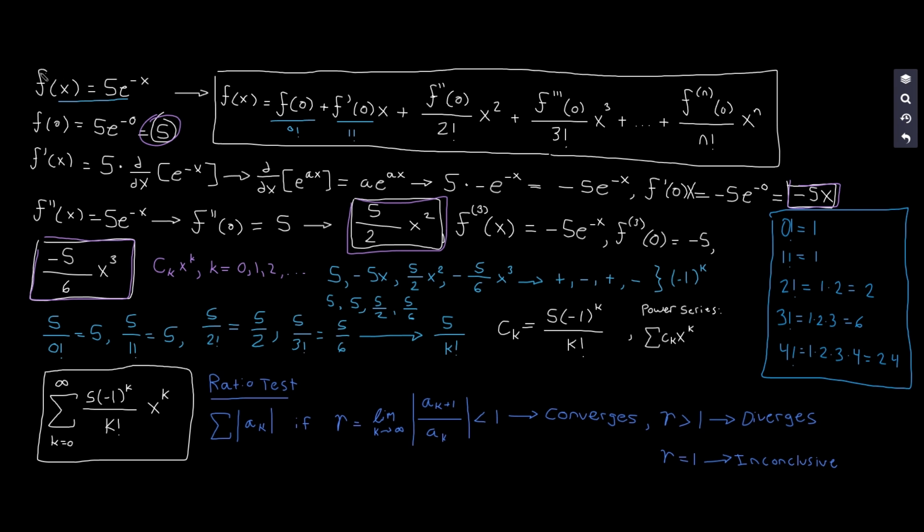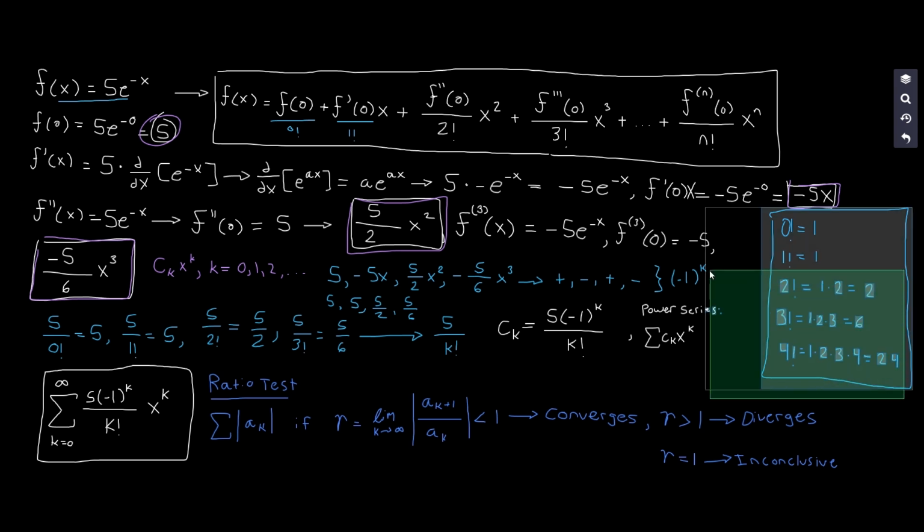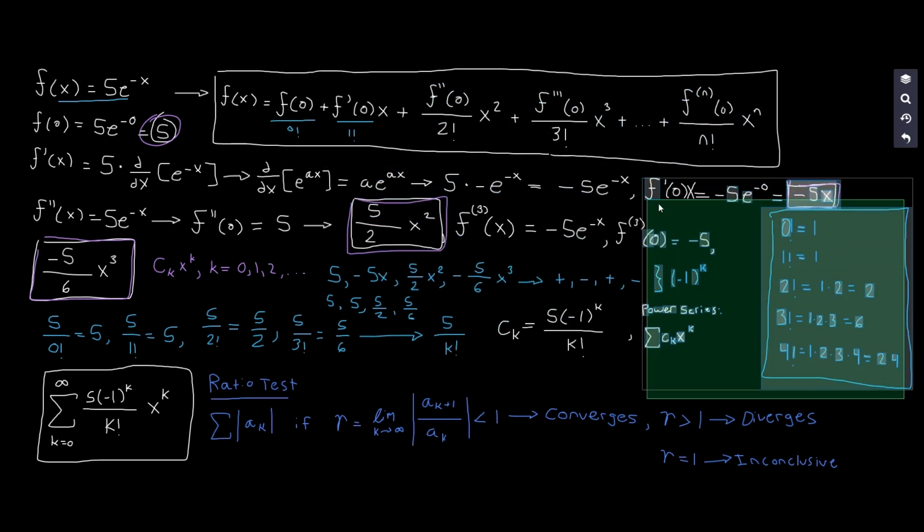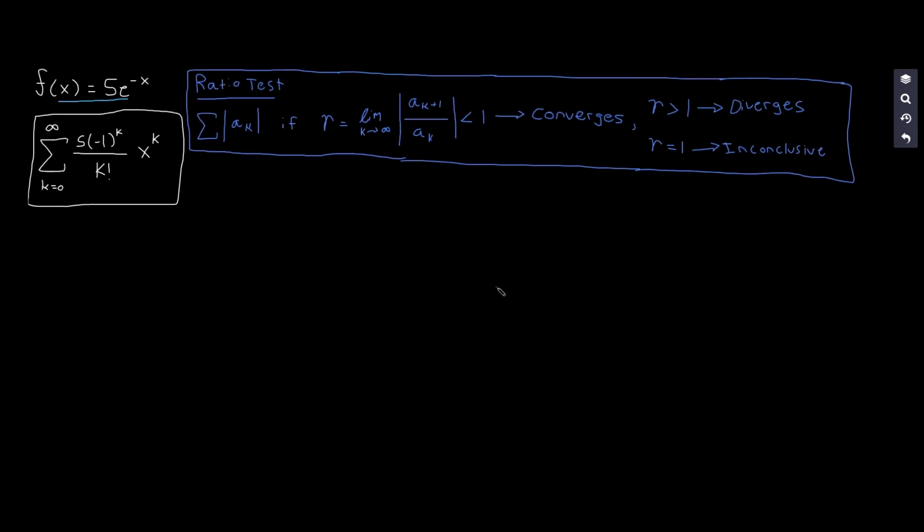I'm trying to compartmentalize and figure out how we're going to do this. Well, we need some room. We need to find the ratio r. And we know that the ratio is equal to the limit as k approaches infinity of the absolute value of a sub k plus 1 over a sub k.